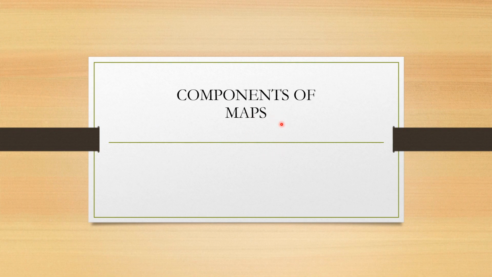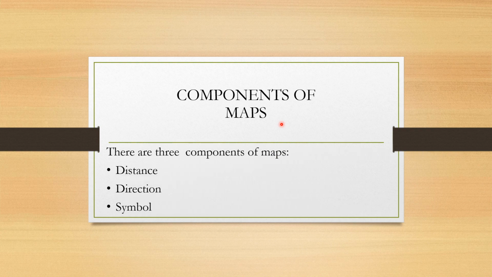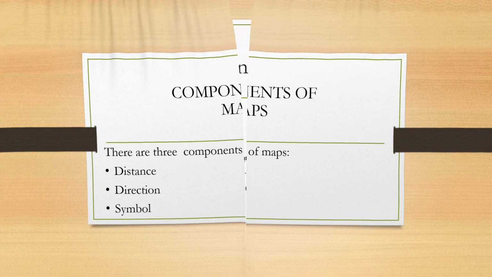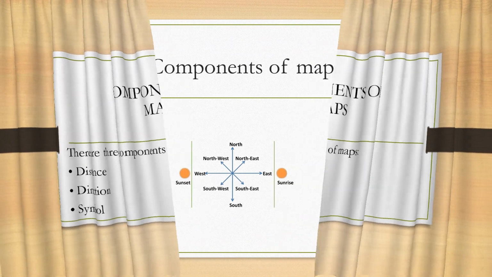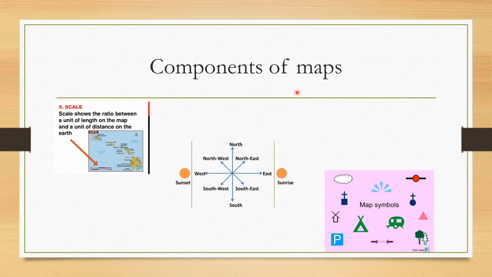Components of maps. So there are different components of maps. There are basically three components. First is distance, second is direction, and third is symbol. So we'll study all of them. So there are different components of maps like scale, directions, and symbols.